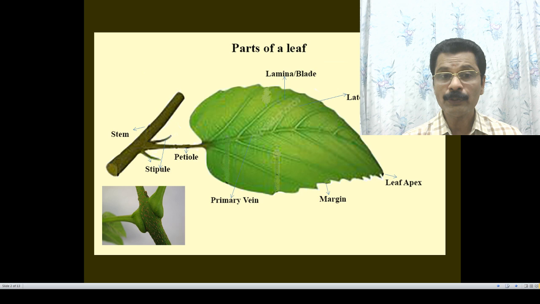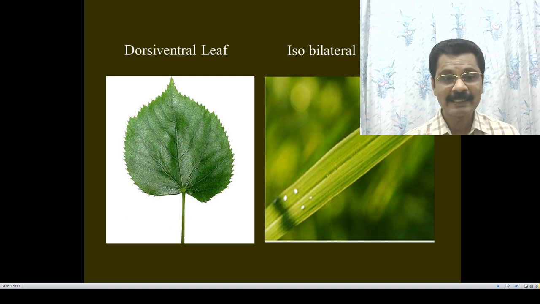In the case of dicot leaf, you can see a distinct ventral side and a dorsal side. The ventral side is otherwise called adaxial surface, and the dorsal side we call the abaxial side, away from the axis. That is why the dicot leaves are otherwise called dorsiventral leaves. You can see a distinct ventral side, otherwise called adaxial side, and a dorsal side, otherwise called abaxial side. This is the characteristic feature of dicot.